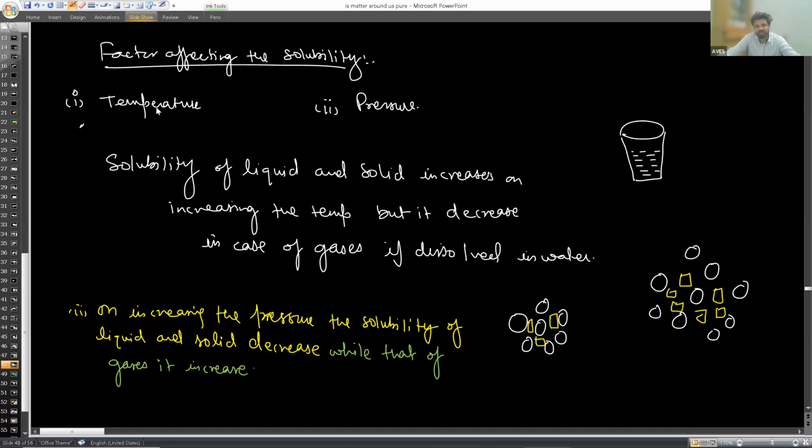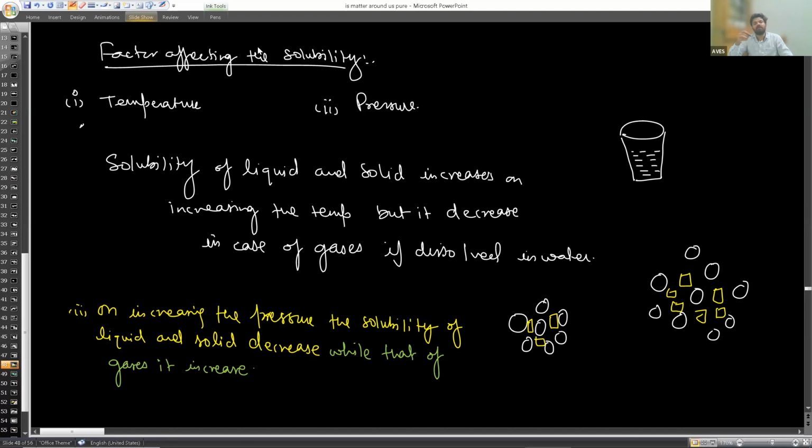What we are saying here is that the solubility of a substance increases or decreases when we change the temperature. When you apply pressure, for example, if you bring the water molecules closer to each other, the space decreases. On increasing the temperature and decreasing the pressure, the solubility of solids in liquids increases, but it is opposite for gases. Gases dissolve easily when you increase the pressure and decrease the temperature.